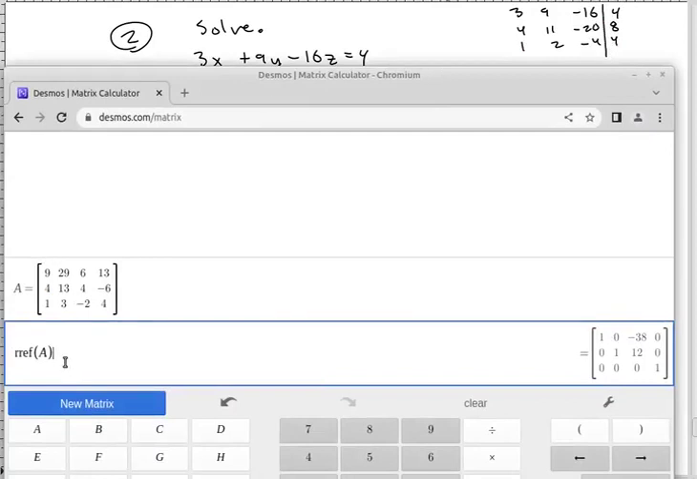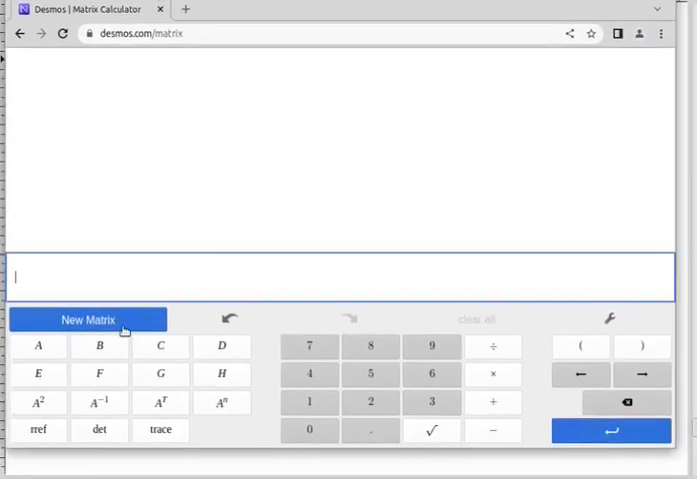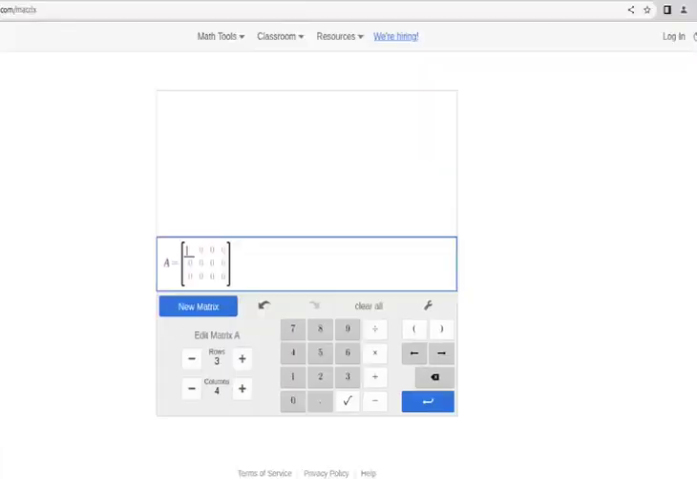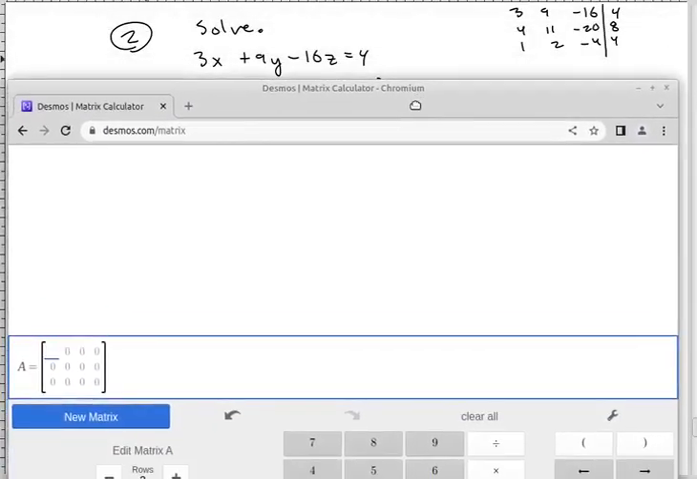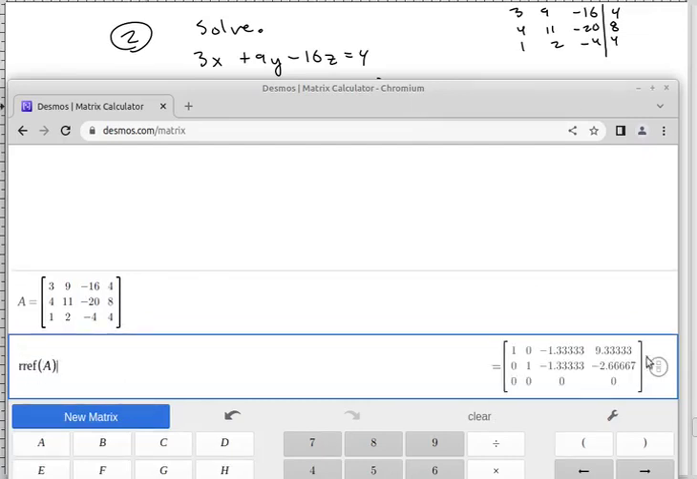Cool. And so just like last time, I'm going to do the same thing. So just showing you again, new matrix. It's a 3 by 4. And now I'm going to go ahead and type this thing in. Okay. Just like last time. RREF. Oh, uh-oh.